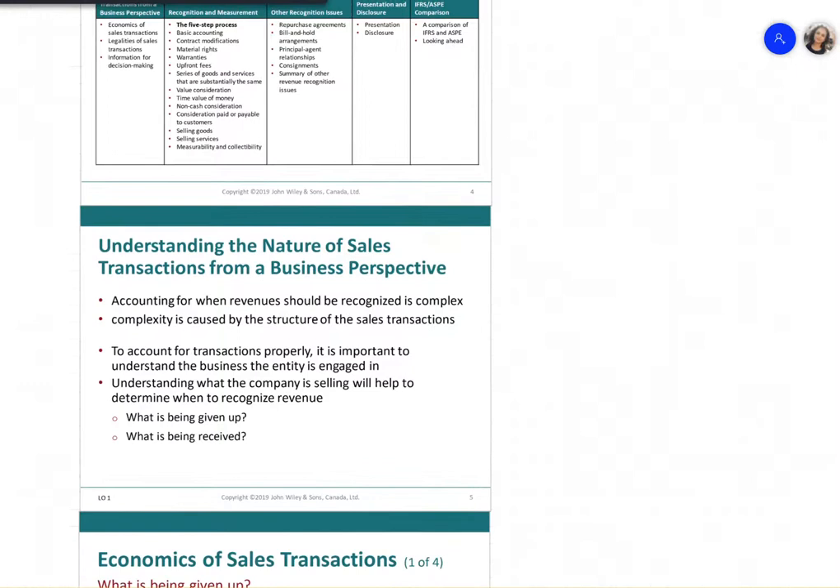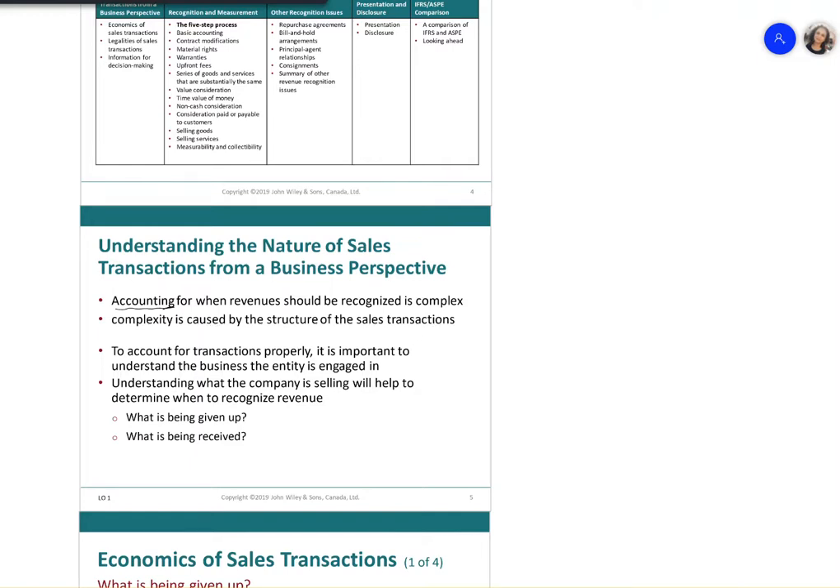When we're talking about revenue recognition, what we are doing, as an accountant, is learning the accounting for revenues, when the revenue should be recognized. So, of course, accounting for when revenue should be recognized is complex. Yes, of course, we know that it's complex. Complexity is caused by the structure of the sales transaction.